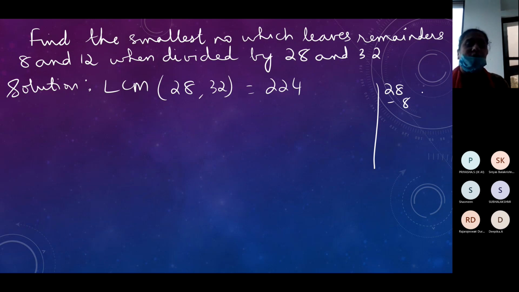No, because the remainders are 8 and 12 when divided by 28 and 32. Now the remainders are different here. When you're finding the HCF, you know, we first manipulate the given numbers. So if there are 3 numbers and 3 remainders, you can subtract with each number the respective remainder. But here what we do in LCM, we find the answer. The answer is only one answer. But there are 2 things, remainders 8 and 12.